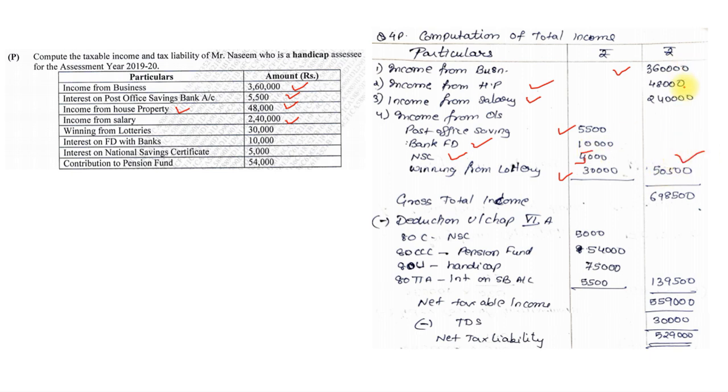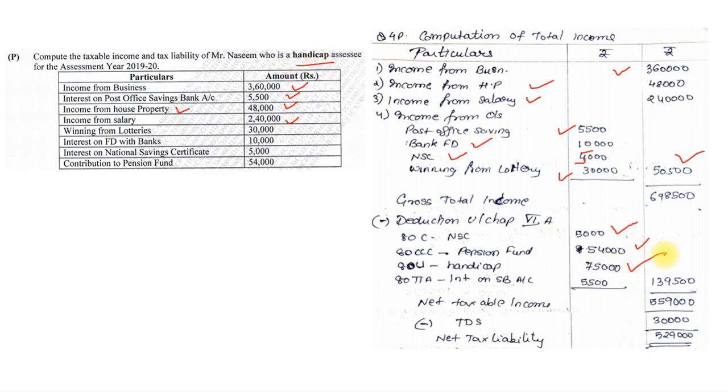Yes. So when you total up, we get 3 lakh 60 plus 48 plus 2 lakh 40 plus 5,500. The gross total income comes to 6 lakhs 98,500 less deductions. Now deduction we have NSC, which was under 80C, 5,000. Then there is contribution to pension fund under 80CCC, 54,000. The person is handicapped, so 75,000.